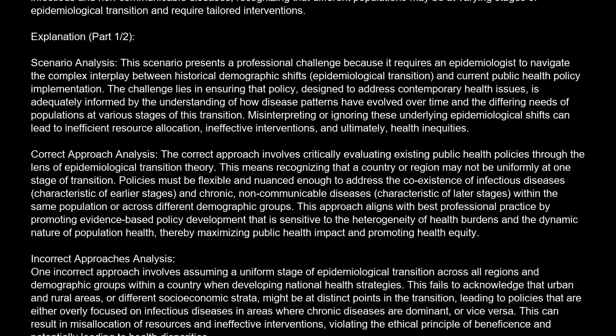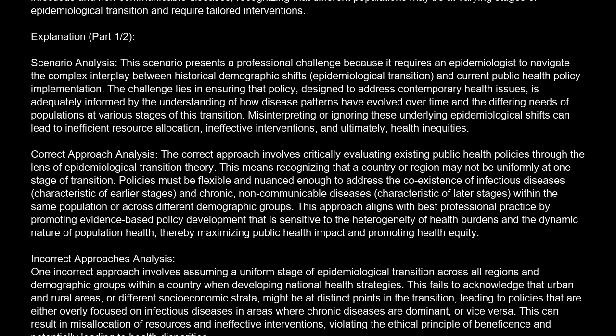This scenario presents a professional challenge because it requires an epidemiologist to navigate the complex interplay between historical demographic shifts, epidemiological transition, and current public health policy implementation. The challenge lies in ensuring that policy, designed to address contemporary health issues, is adequately informed by the understanding of how disease patterns have evolved over time and the differing needs of populations at various stages of this transition. Misinterpreting or ignoring these underlying epidemiological shifts can lead to inefficient resource allocation, ineffective interventions, and ultimately, health inequities.